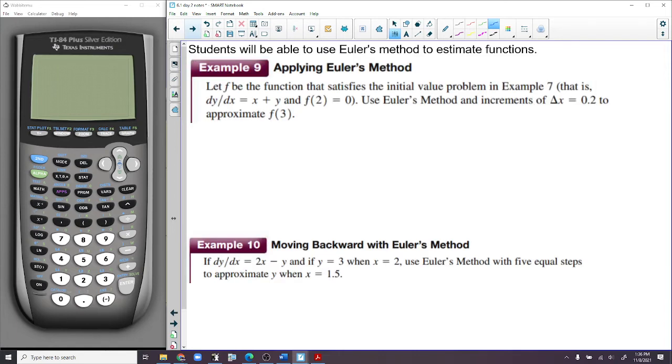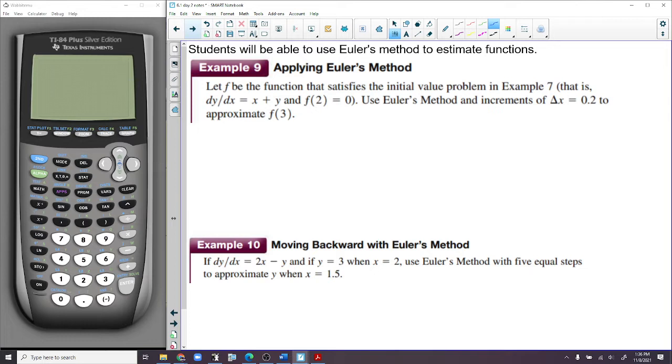It's called Euler's method. So students will be able to use Euler's method to estimate function values. It looks like Euler's, but it's Euler. Let f be the function that satisfies the initial value problem in example 7. They tell you what that is. Use Euler's method in increments of delta x, or change in x, of 0.2 to approximate f of 3.